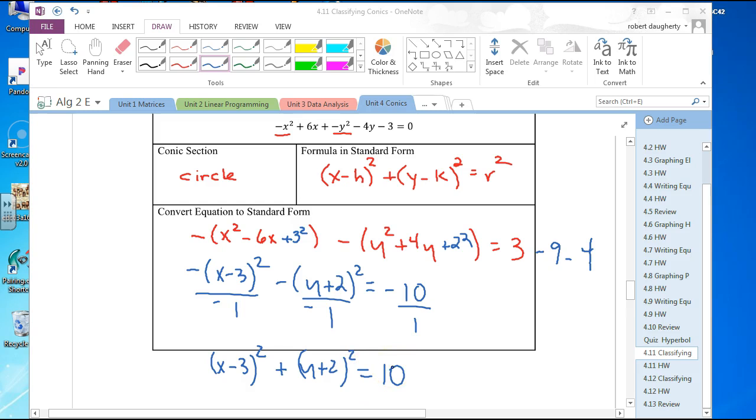Where's the center of that circle? 3, negative 2. Why is it not 2, negative 3, or negative 2, 3? Yeah, it's 3, negative 2. What's the radius of this circle? Square root of 10. Okay.